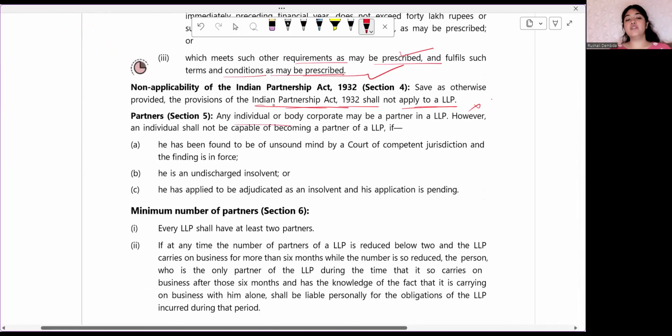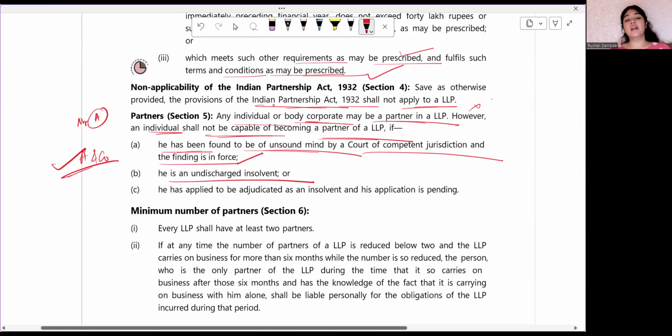Partners, any individual or body corporate may be a partner in LLP. So Mr. A can become a partner and A and company can also become a partner, person or a body corporate. However, an individual shall not be capable of becoming a partner of LLP if he has been found to be of unsound mind by the court of competent jurisdiction, he is an undischarged insolvent, or he has applied to be adjudicated as insolvent and his application is pending.